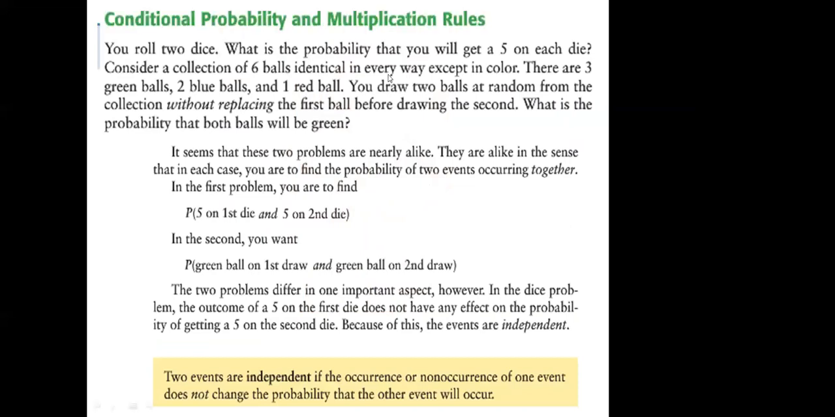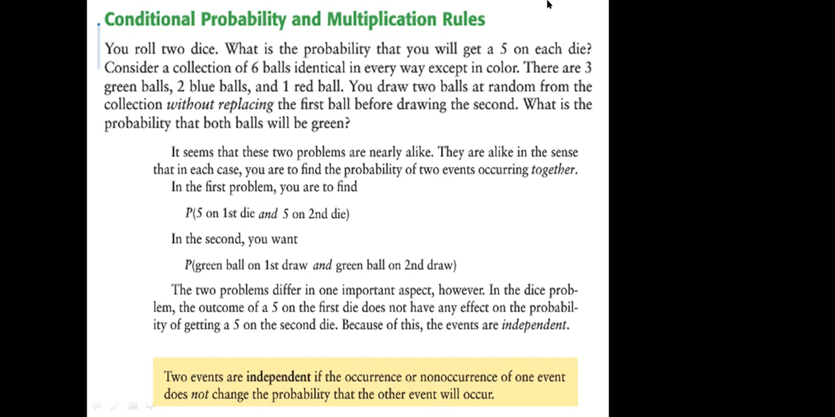All right, here's a problem. You roll two dice. What's the probability you get a five on each die? And then he says, okay, consider a collection of six balls identical in every way except for color. There are three green balls, two blue balls, one red ball. You draw two balls at random from the collection without replacing the first ball before you draw the second. What's the probability that both balls will be green?